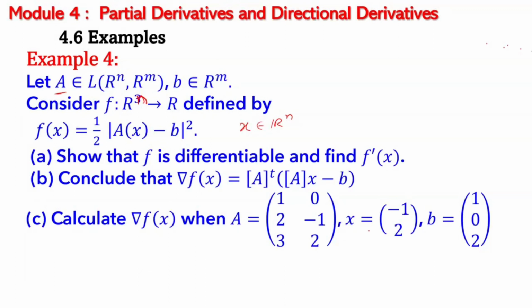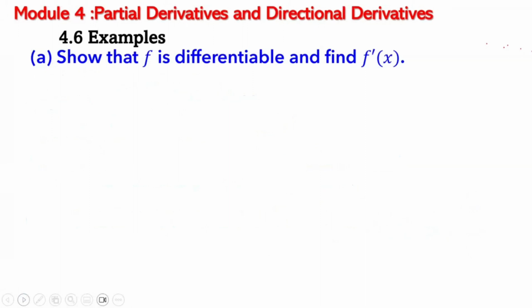In particular, if A, X and D is given, then what is the value of gradient of f? So this thing we have to calculate. First we'll show that f is differentiable. Though it is proved in module 3, we will revisit it and prove it again. And then we will find the f dash x. So part B depends on part A. So let's have the solution here.